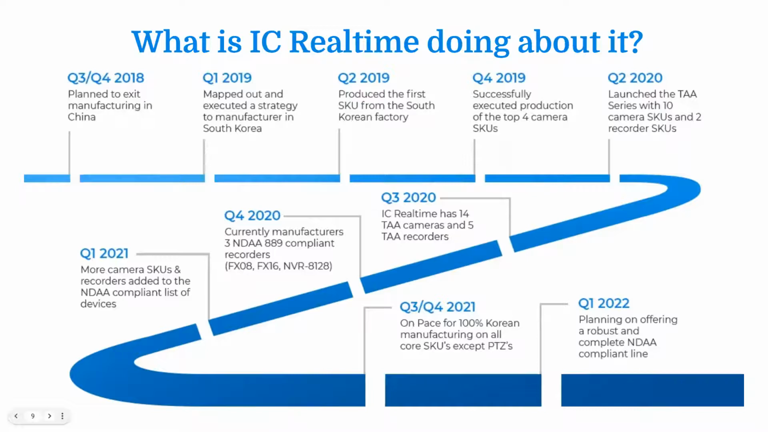Then Q2 2019 produced the first SKU from South Korea. Q4 2019, we successfully executed the production of 4 of our top camera SKUs. We launched the TAA series with 10 camera SKUs and 2 recorders in Q2 2020. Then Q3 2020, we had 14 TAA cameras and 5 recorders.